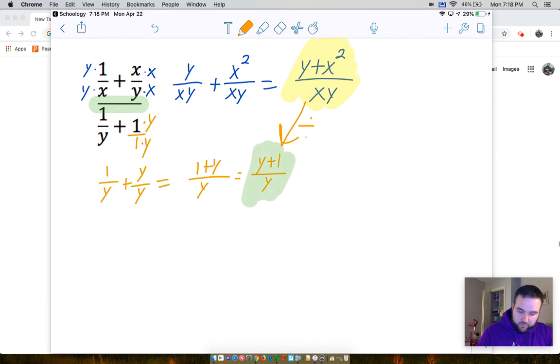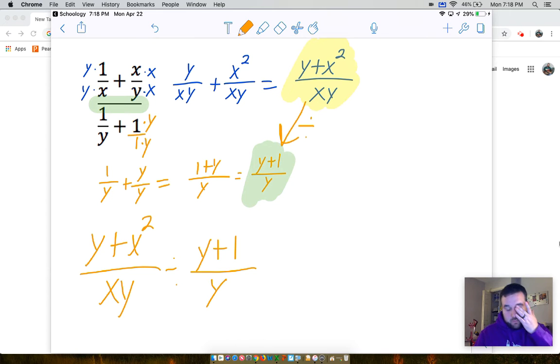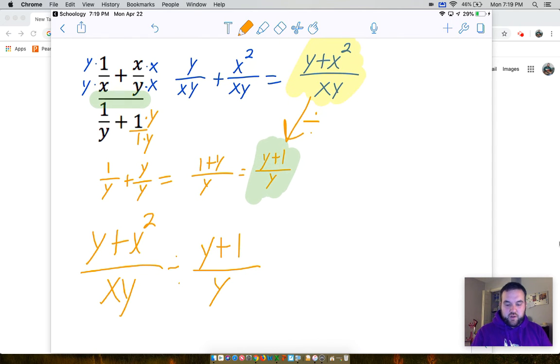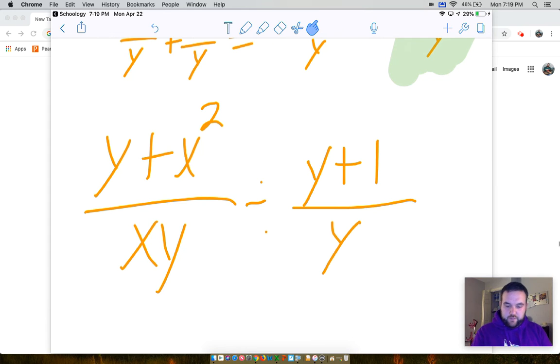If you want, you can rewrite it like that as y plus x squared over xy divided by y plus 1 over y. But that's a little silly because we know that when dividing fractions, I'm going to flip and multiply. I'm going to flip that second fraction.